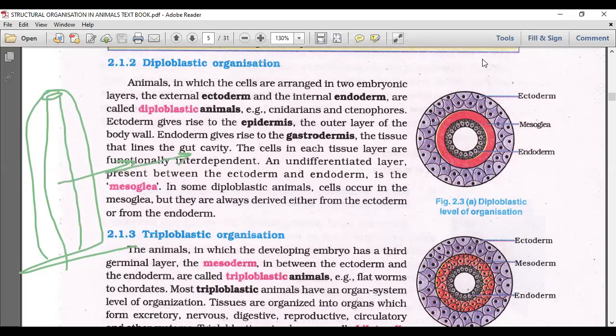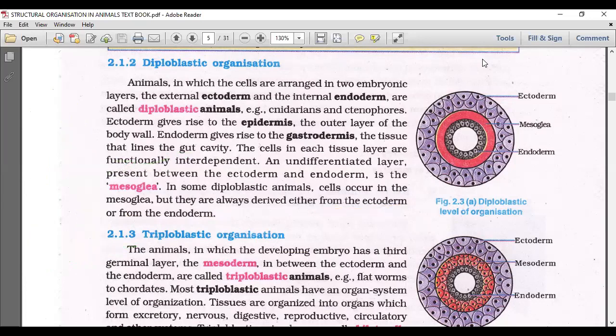Okay, in between them, we are going to say that mesoglea is present. That gel-like mesoglea is present. Sometimes you may find cells also there, but they are either derived from the ectoderm or endoderm. But generally, there is a non-cellular layer. If present, they may derive from ectoderm or endoderm. So that's a diploblastic organization.